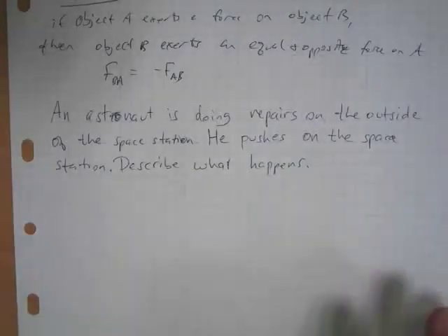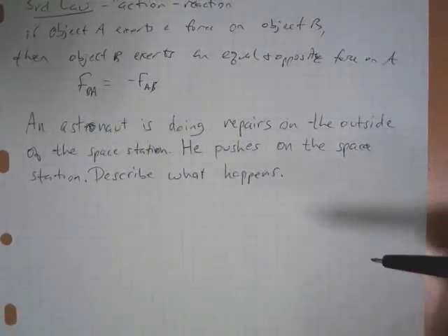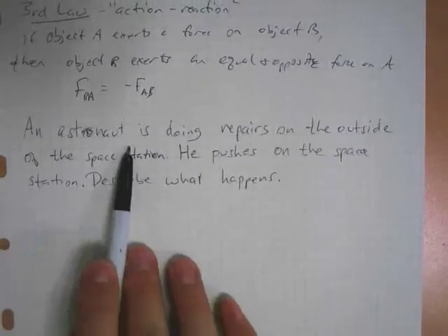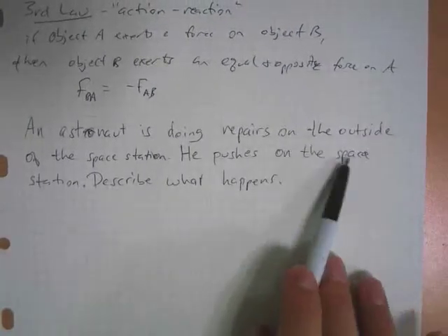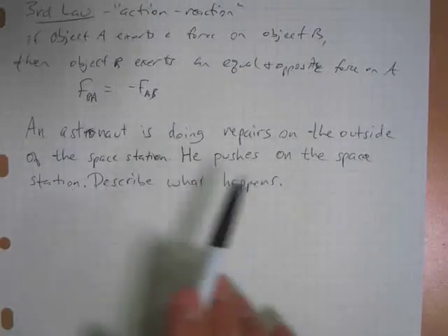We're going to go through a few examples of problems related to Newton's laws. So let's look at this one. Got an astronaut. This astronaut is doing repairs to the outside of the space station. He then pushes on the space station. I don't know what happens. So let's think about this.